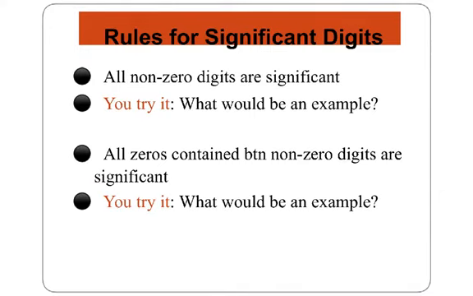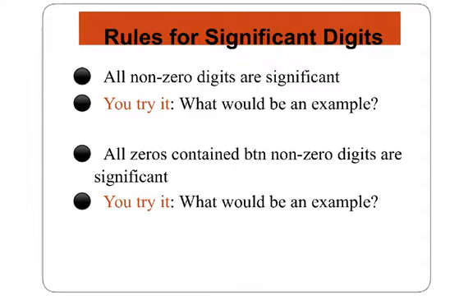So the first rule says that all non-zero digits are significant. So here's a question for you. I want you to think about what a number would look like if it included that first rule. All non-zero digits are significant. What would be an example showing that particular set of digits? I want you to pause the video. You can write it down if you wish, or you can just think about it. I'm going to show you an answer now.